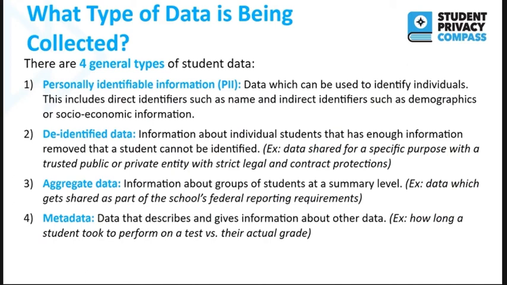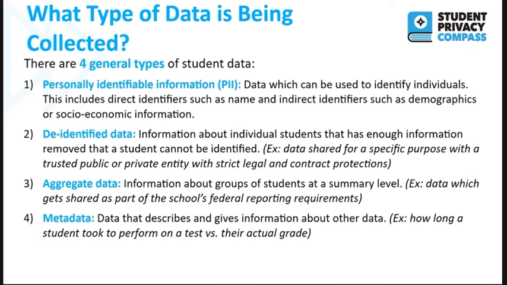You also have de-identified data. So this is data about individual students that has enough information removed that a student cannot be re-identified, so you can't trace back who that student is. You might have aggregate data. So this is information about groups of students at a summary level. This is often the data that gets shared as part of the school's federal reporting requirements to make sure that schools are serving all students equitably.